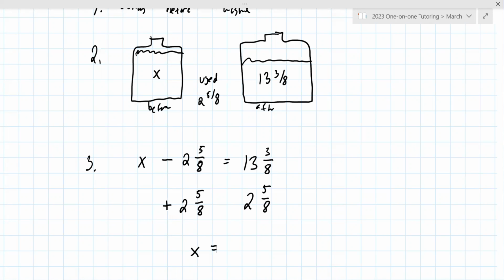So I don't really remember this, but I guess I'll try. Okay, start by adding the 13 and the 2. Okay. And then kind of off to the side, add the 3/8 and the 5/8. Okay.